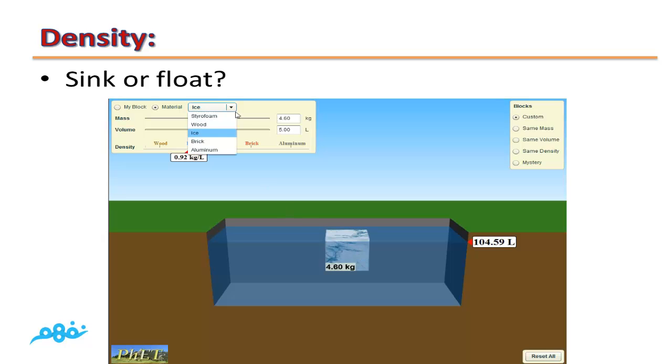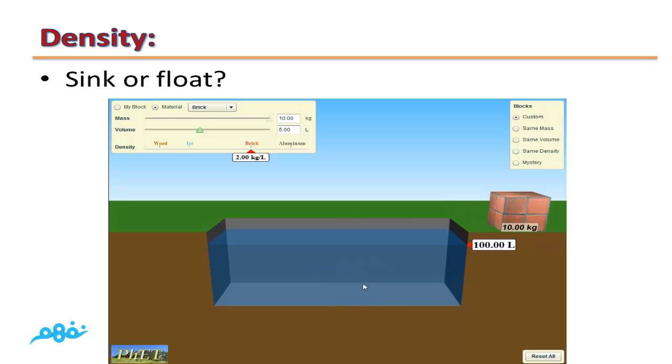Ice will float because its density is less than the density of water. Let's have a piece of brick. As you can see, the mass of this piece is 10 kilograms. The starting volume, or V1, is 100 and its volume plus the liquid is 105, so its volume is 5. By dividing 10 kilograms over 5, its density will be 2 grams per cubic centimeter or 2 kilograms per liter, which is more than the density of water, so it will sink.